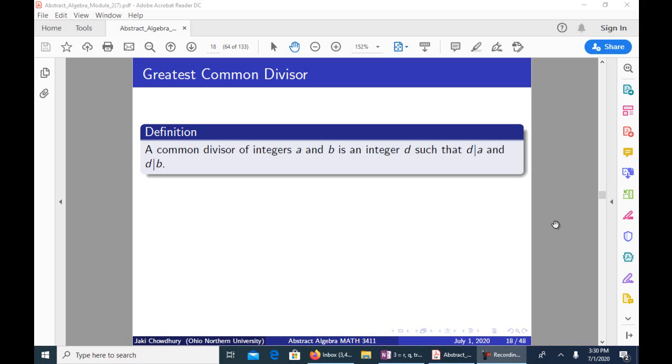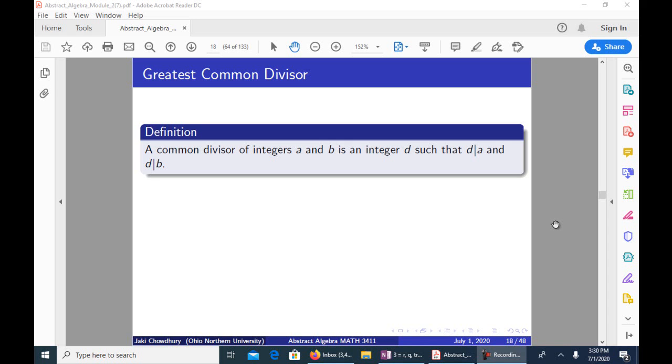Welcome back, everybody. We will now start by defining the greatest common divisor, and then we will do some examples. And in the next two videos, we will be talking more about computing greatest common divisors. So what is it?